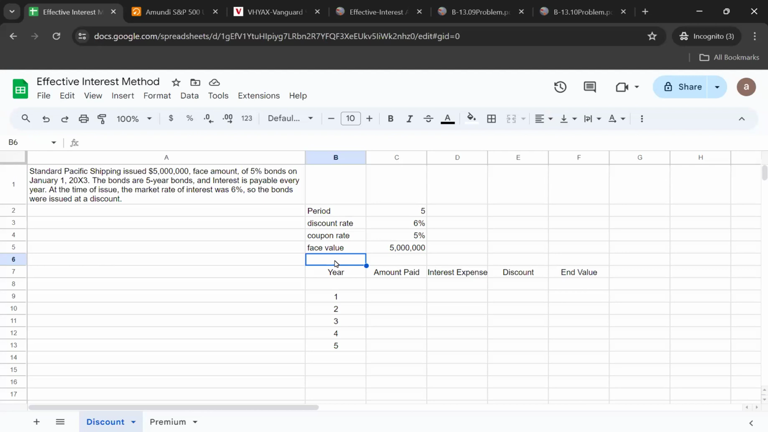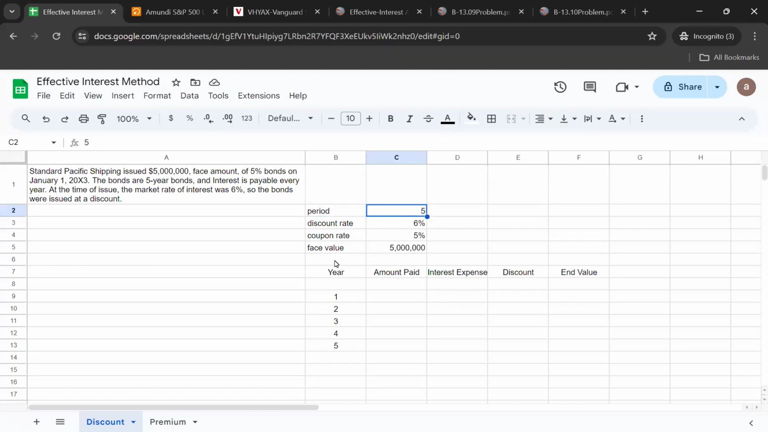So we will need certain information from the question. I have already made that table, but I'm going to explain that as well. And I will also explain why this is a discount bond and why it is issued at discount. Right, so the period is 5 years, which is again coming from the question.